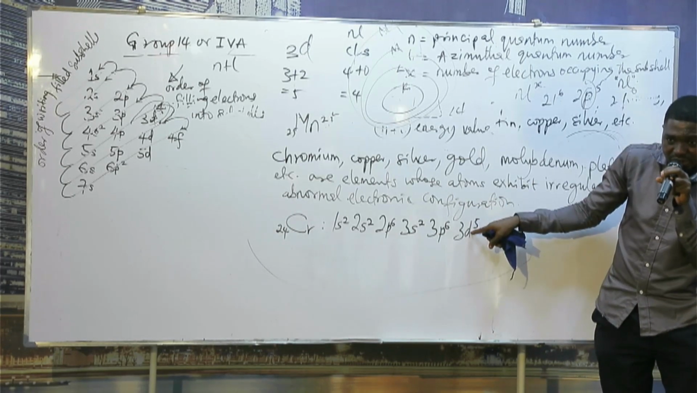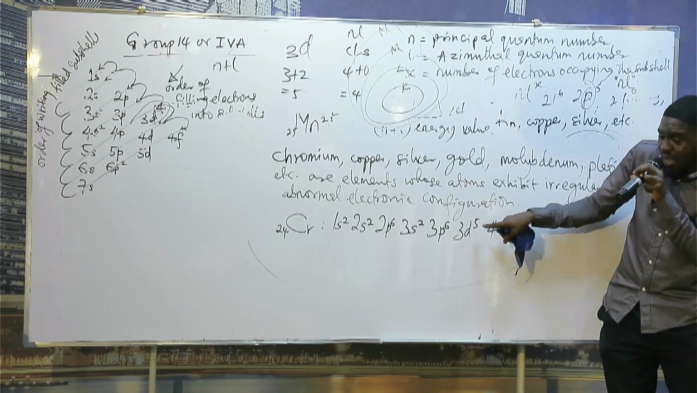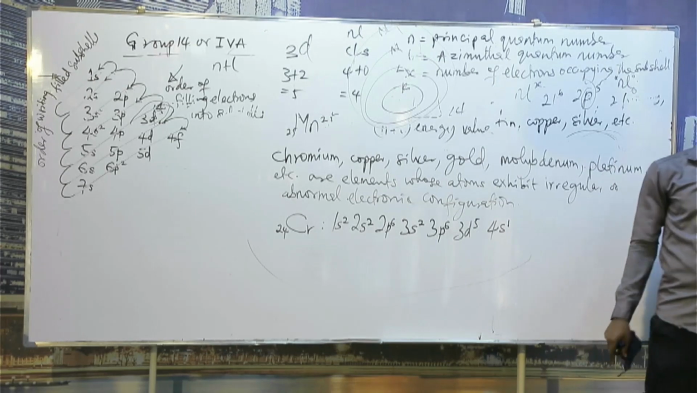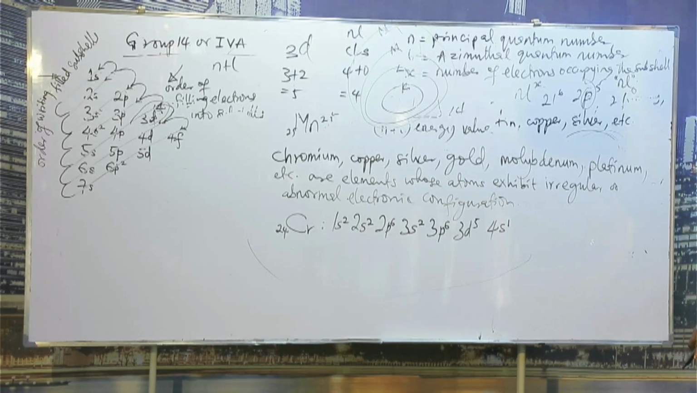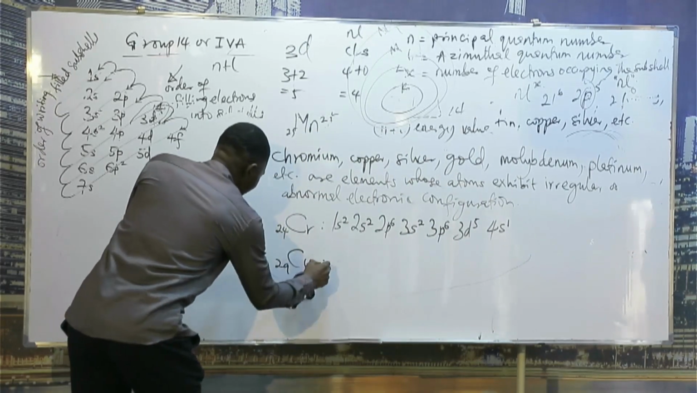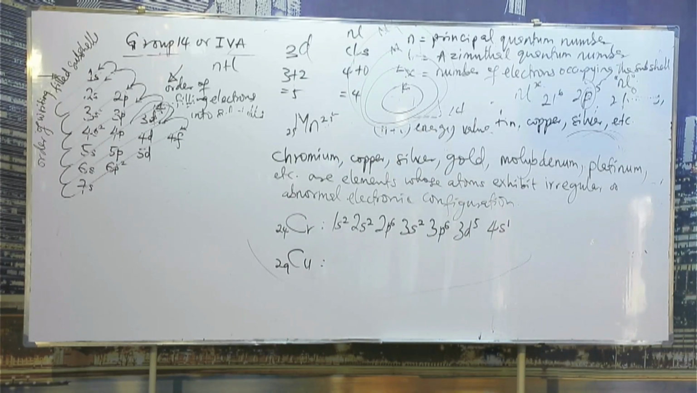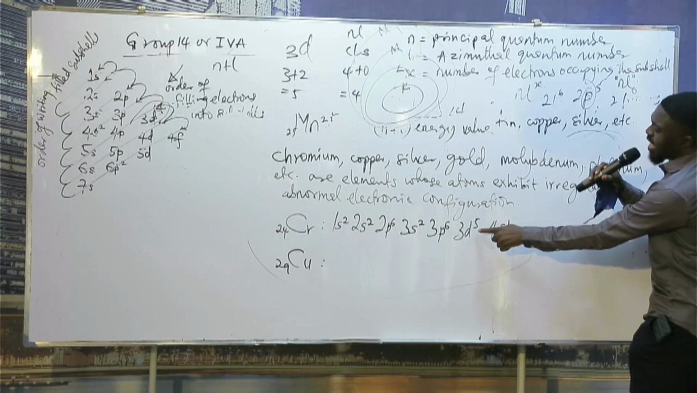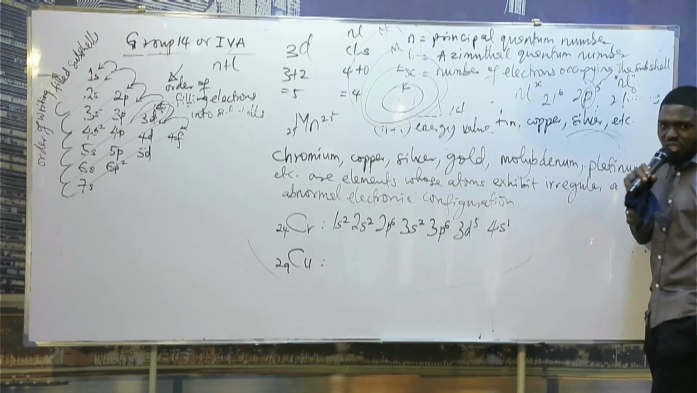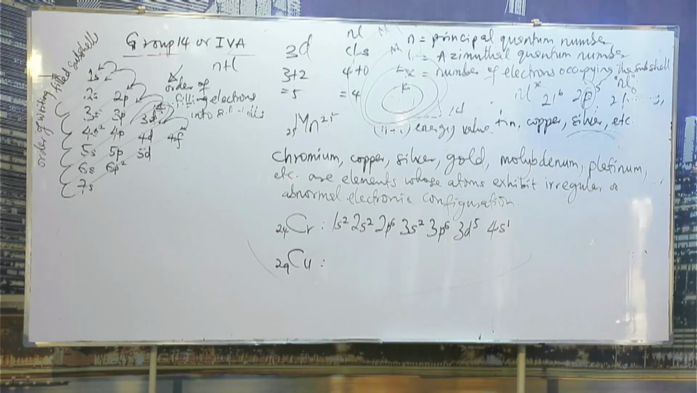It is the same with copper. So I drag an exam question: how many electrons does chromium have in the penultimate subshell? Is it 5? 5 is the correct answer. Penultimate, second to the last.